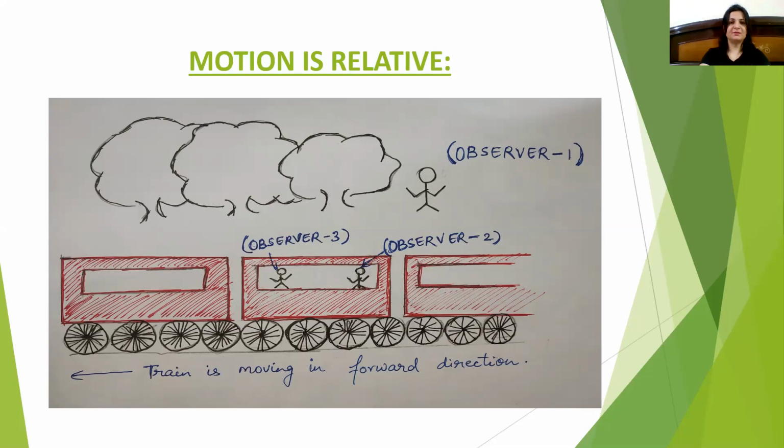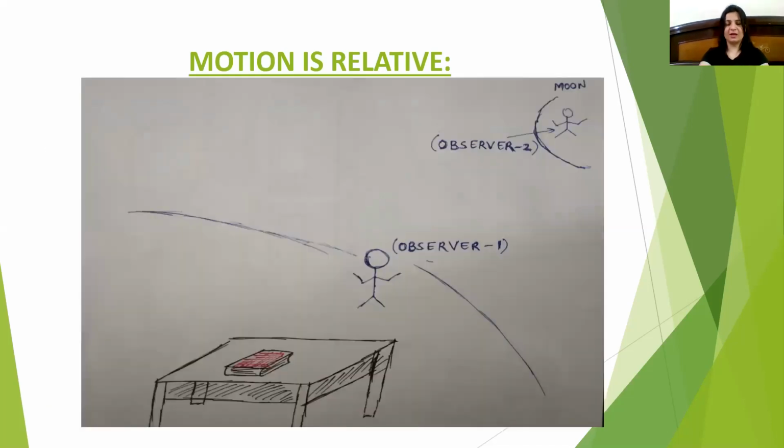Let's take one more example. Here we can see a book lying on the table and there are two observers, observer 1 and observer 2. Observer 1 is observing the book lying on the table and he finds the book at rest. He finds the book not moving, because his distance from the book is not changing. And there is an observer 2 who is on the surface of the moon, and observer 2 is observing the same book. And for him, the book is not at rest.